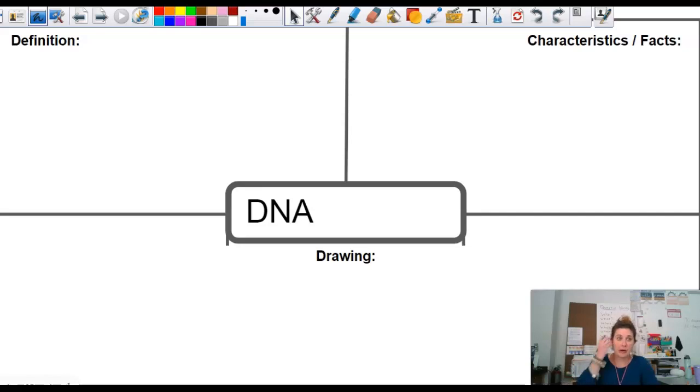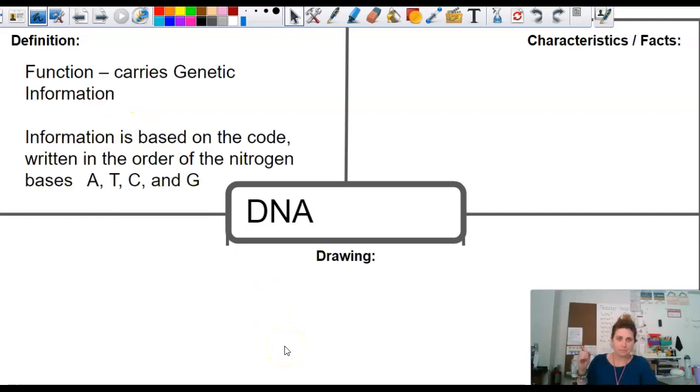All right, so we're going to do 3 Frayer cards today. The first one is going to be about DNA. The function of DNA, the job of DNA, is it carries genetic information. It stores your information. So DNA is like a hard drive. The information is in it. We just need to read it.